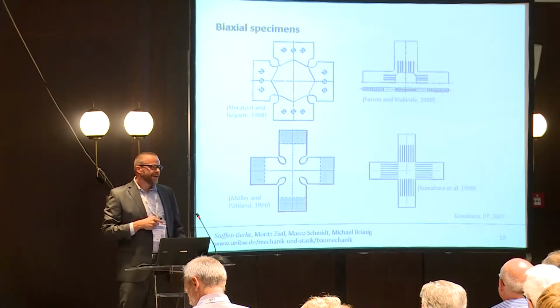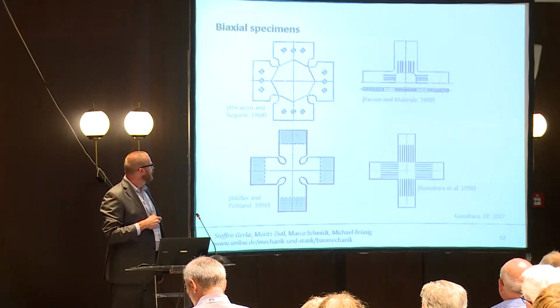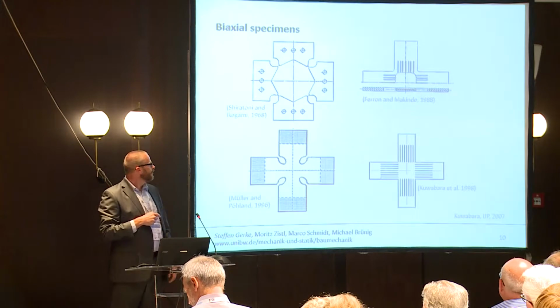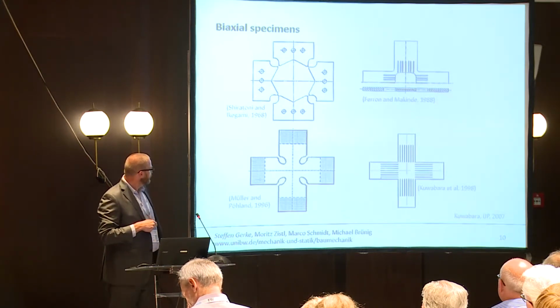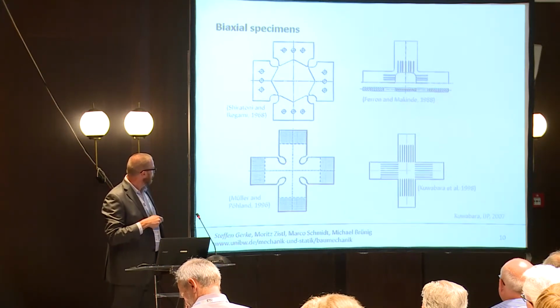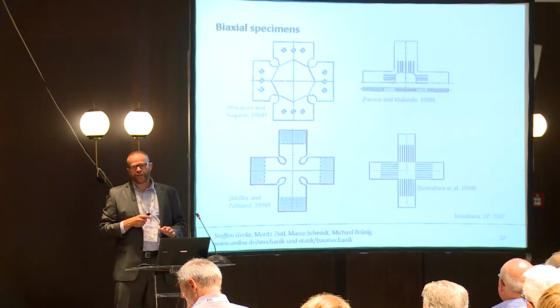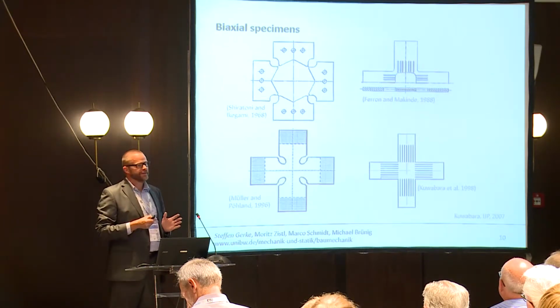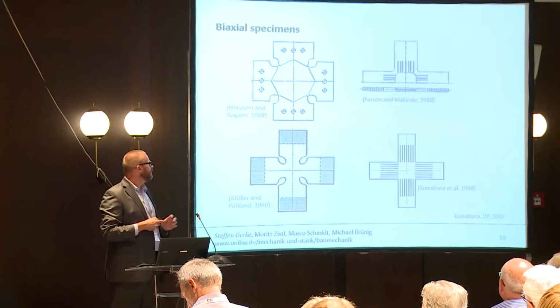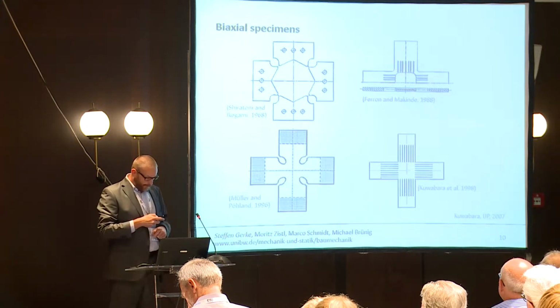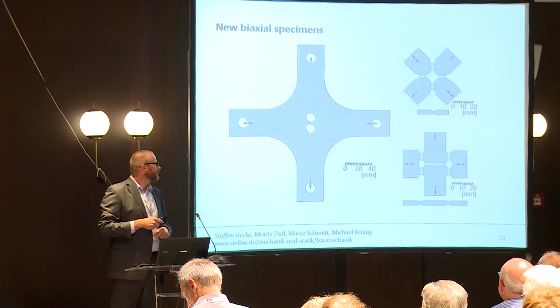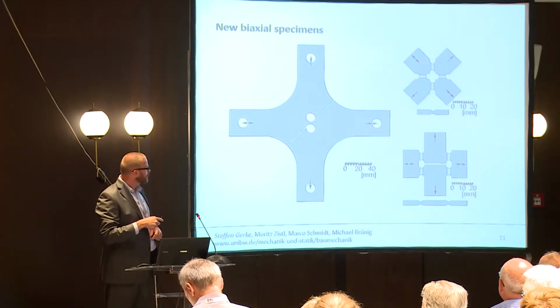All these specimens tend to localize. So you get either fracture here with a rupture of one leg, or you get concentrations here, depending on how you load it. So it's difficult because damage and afterwards fracture is a rather localized process. So we came up with some ideas. They have been published already.